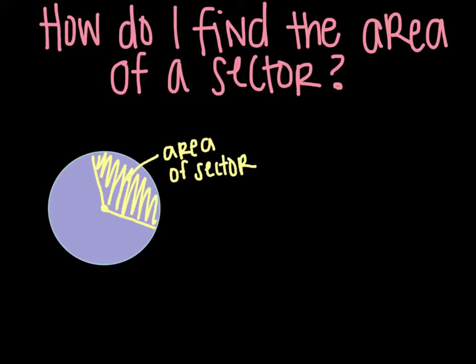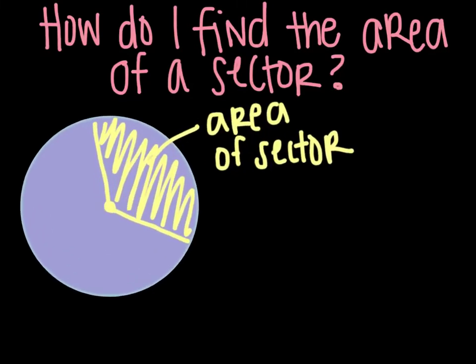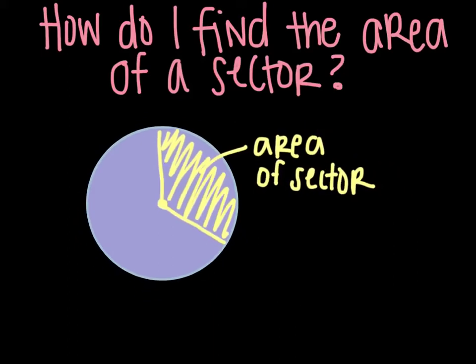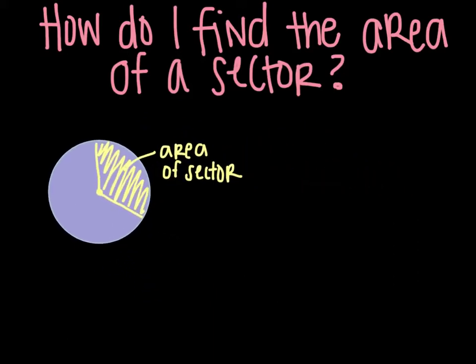Before we can answer that question, we kind of have to understand what we're talking about. Here's a picture of a circle, and that yellow shaded region is the area of a sector. A sector essentially, you can think of it kind of like a slice of pie. If you were to take out a slice, that would be your sector. And it can vary in any size it wants to, but that's what it is.